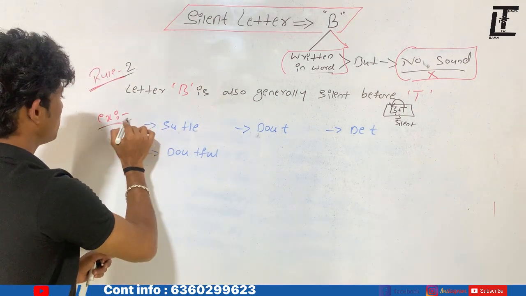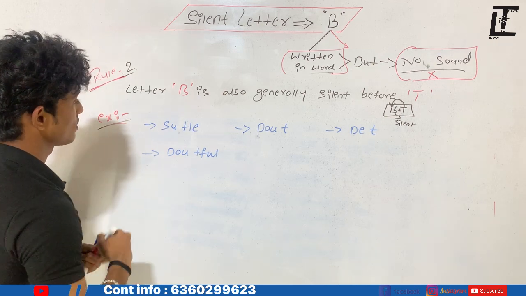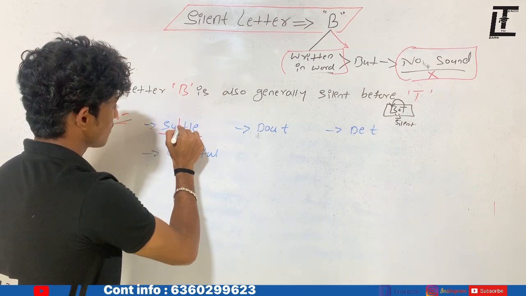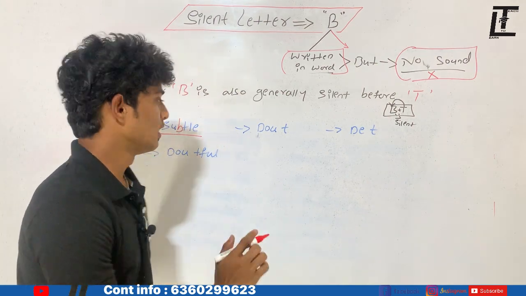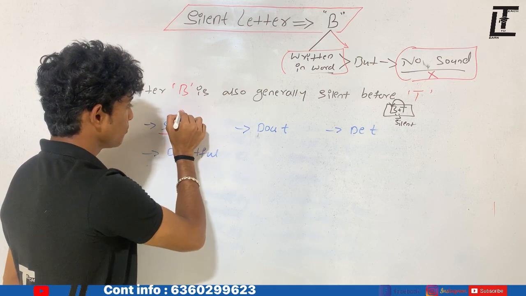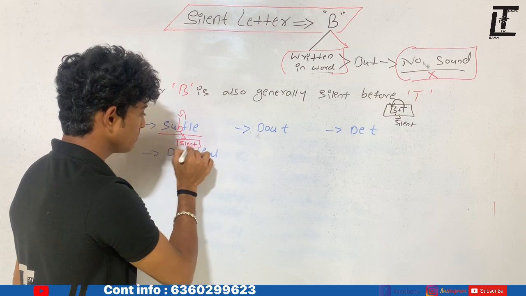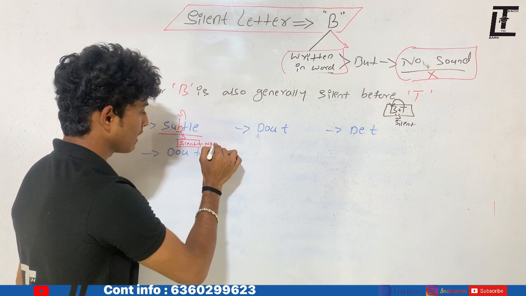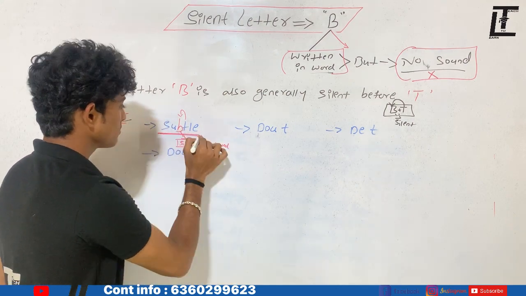See, we have such examples here. Letter B is silent. We don't pronounce the B in subtle. B is a silent letter. Why? Because B is written before this T, which means it is a silent letter. This must be written, but it should not be pronounced.